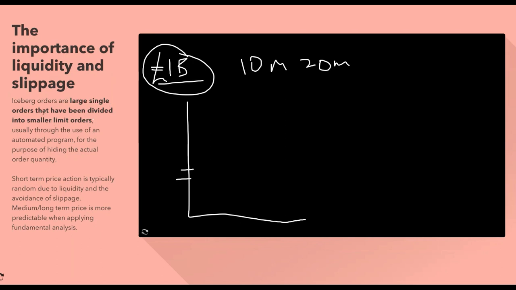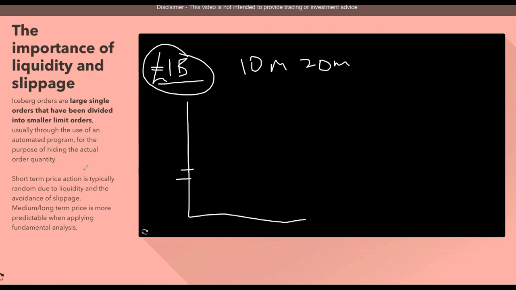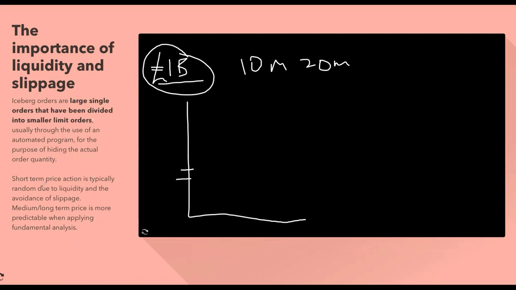So a large single order that has been divided into smaller limit orders, usually through the use of an automated program, for the purpose of hiding the actual order quantity, because they want to avoid slippage. Short-term price is typically random, and this is due to liquidity and the avoidance of slippage.